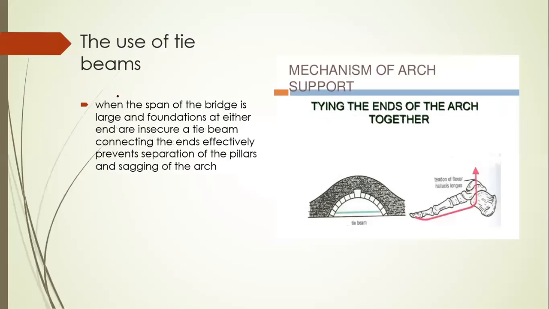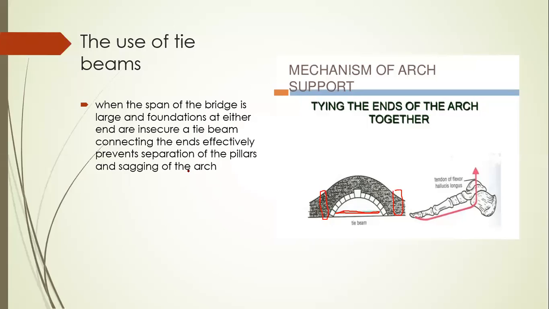Thirdly, the use of tie beams. When the span of the bridge is large and the foundations at either end are insecure, a tie beam connected to the ends effectively prevents the separation of the pillars. We can call this a pillar and this one a pillar. These two are connected by a tie beam. This blue shaded area, this is the tie beam. This is an extra support for the arch.